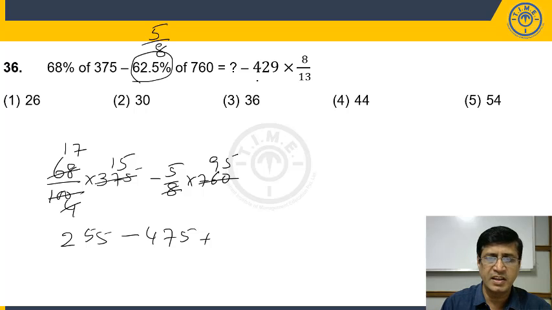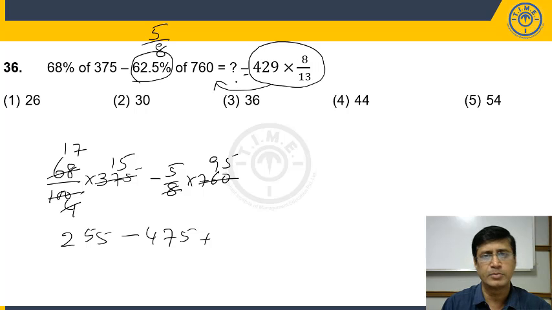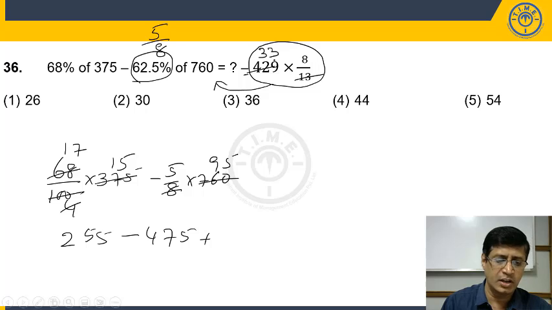Then what is the next part? Here the value which is on the other side, that is having a negative sign, when you take it to the left hand side becomes positive. So I am using plus here. So how many times does 13 go exactly in 429? It is 33 times. So 33 times of 8, 240 plus 24.